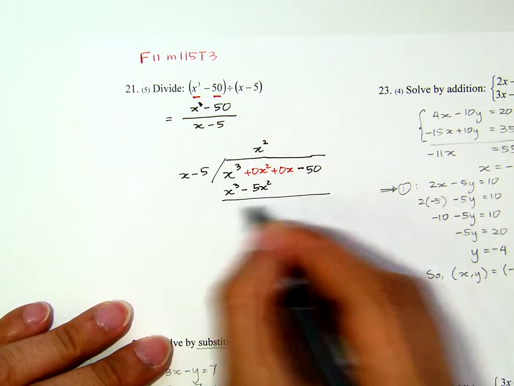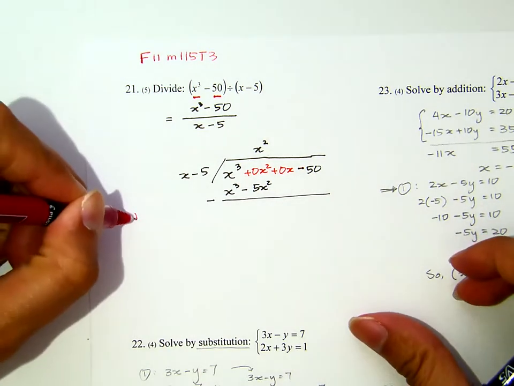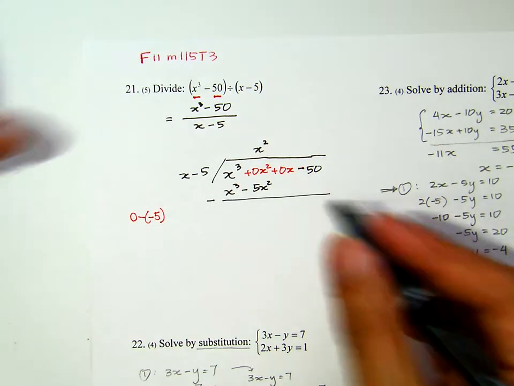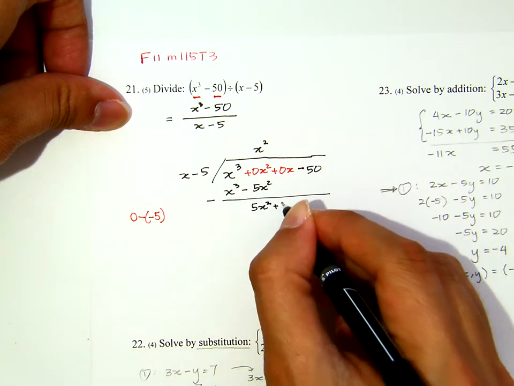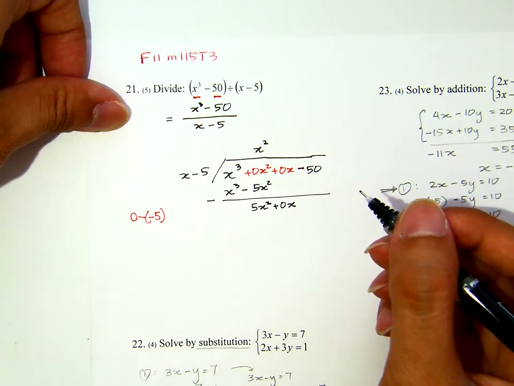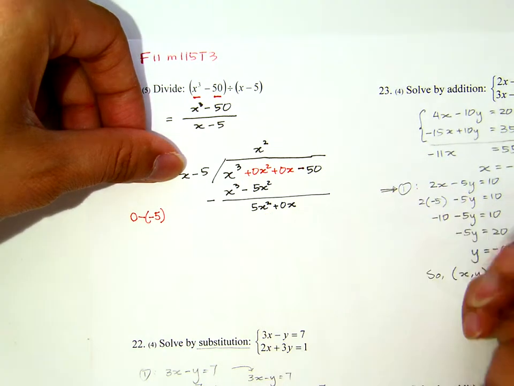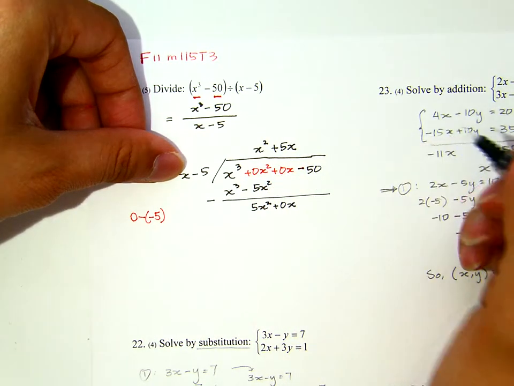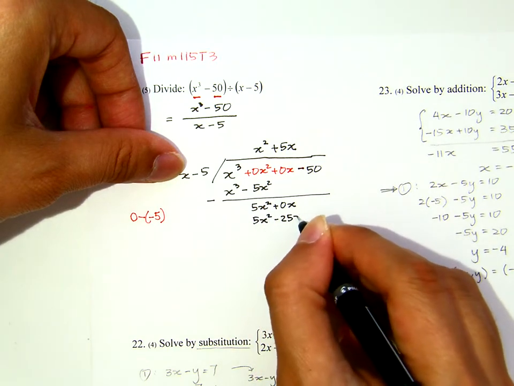Now I will subtract. Notice that 0 minus negative 5 is not negative 5, that's positive 5. After I subtract, I bring the next term down. In this case, it's a 0x term, I mean. And now x times what gives me 5x squared? That's plus 5x. And that will give me 5x squared minus 25x.